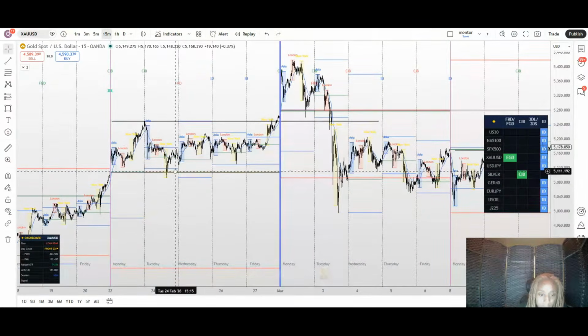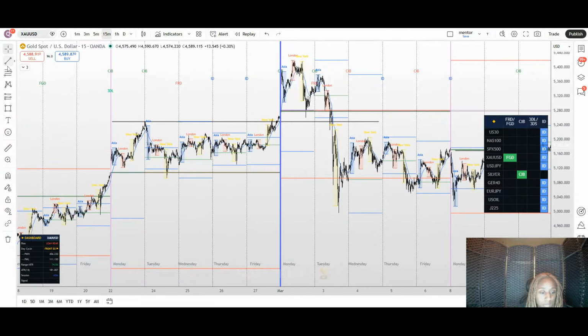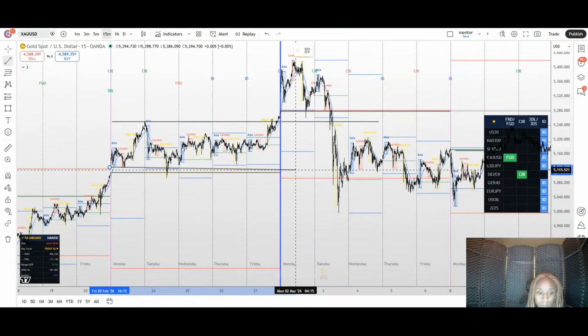So can I just grab the line? Can I grab the line? Oh, so I can't grab the line. Maybe this wasn't even a line. So this is Monday's low. I'm pretty sure that was a line.